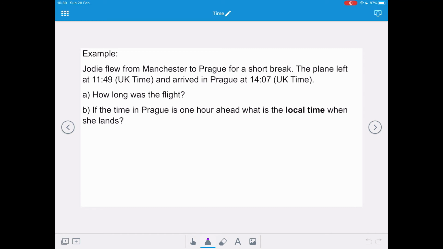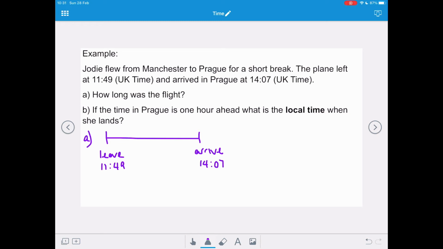So, in this example, Jodie flew from Manchester to Prague for a short break. The plane left at 11:49 UK time and arrived in Prague at 14:07 UK time. In part A, we want to work out how long was the flight. So we need to draw our timeline, and we're going to have the time that Jodie left Manchester at the start and the time that she arrived in Prague at the end. And you can see that both times have been given in UK time or UTC, and therefore we don't need to do any extra calculations before we start.